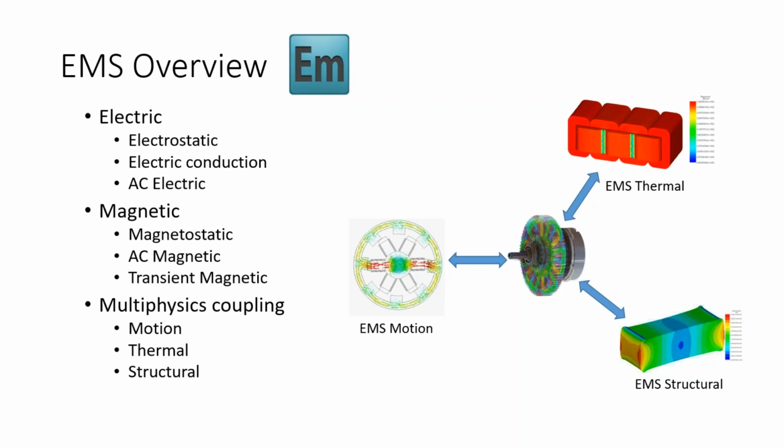The first one would be electric modules, which include electrostatic, electric conduction, and AC electric. And on the other hand, we have magnetic modules, such as magnetostatic, AC magnetic, and transient magnetic.